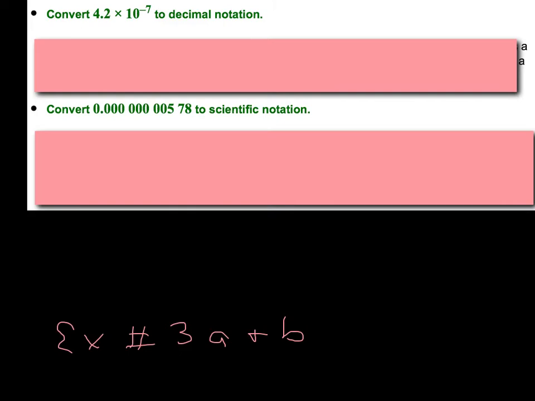I'll give you a hint. The example 3A, which is this very first problem here, 4.2 times 10 to the negative 7, it has a negative exponent. We didn't have that in the last problem, so let's see if you can figure that out. So pause the video now, give it a try, and then I'll show you the answers in a moment.